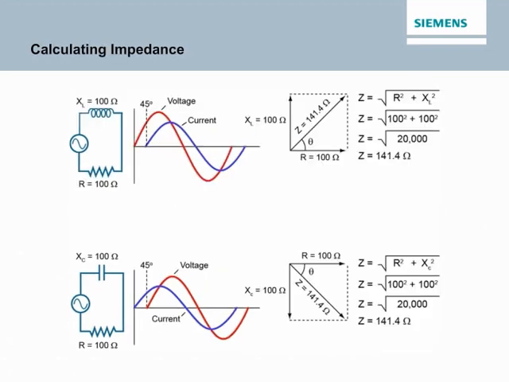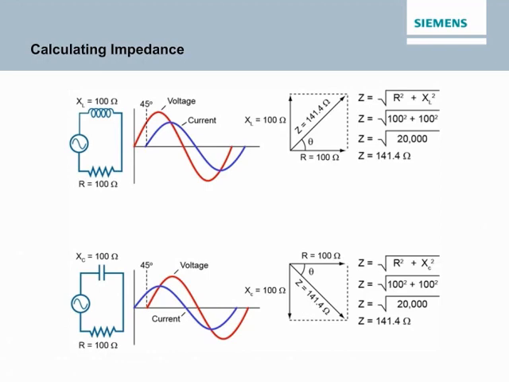Impedance, Z, is the total opposition to current flow in an AC circuit. Impedance is often represented as a vector. A vector is a quantity that has magnitude and direction. An impedance vector diagram shows reactance and resistance vectors at right angles to each other, with the impedance vector plotted at some angle in between the reactance and resistance vectors. Resistance is plotted at 0 degrees, inductive reactance at 90 degrees, and capacitive reactance at negative 90 degrees.